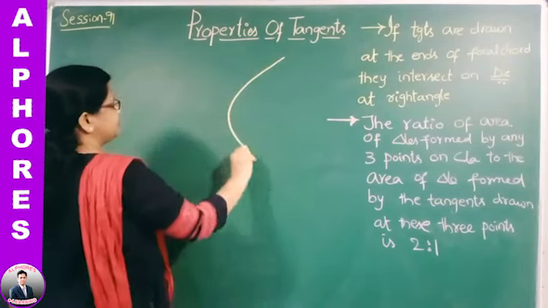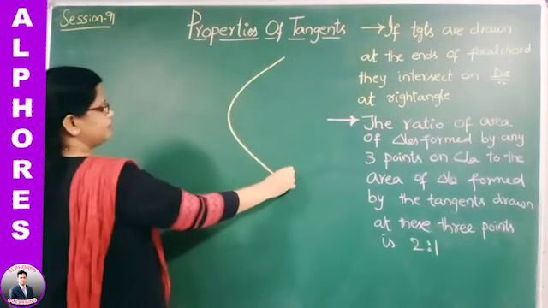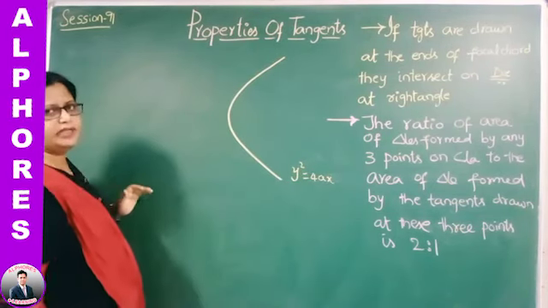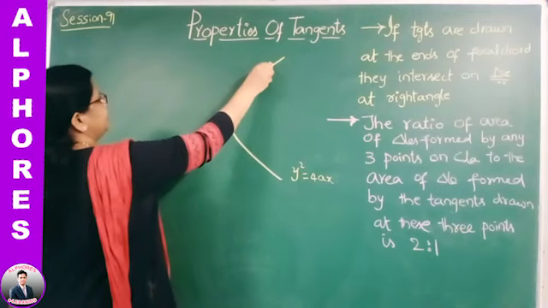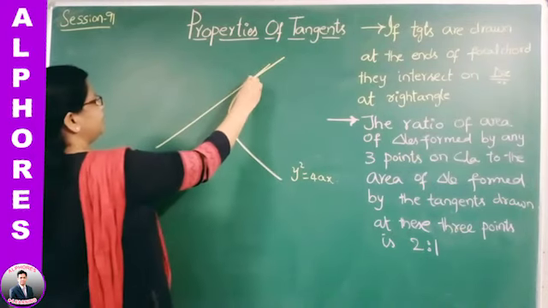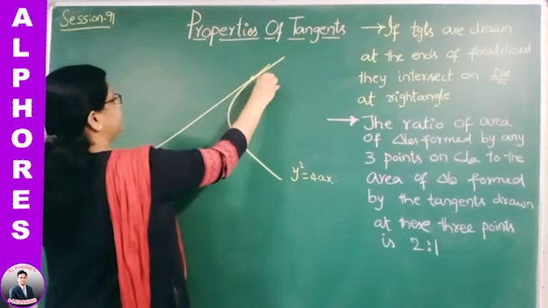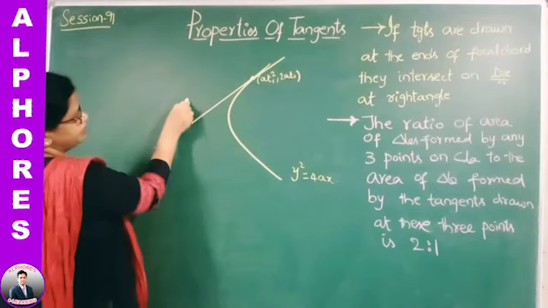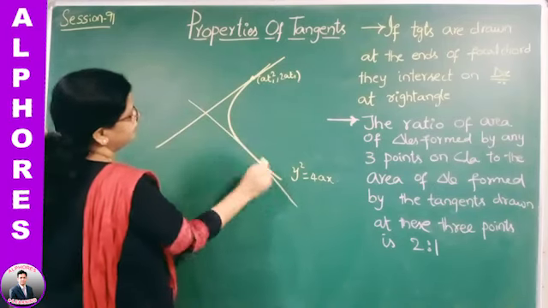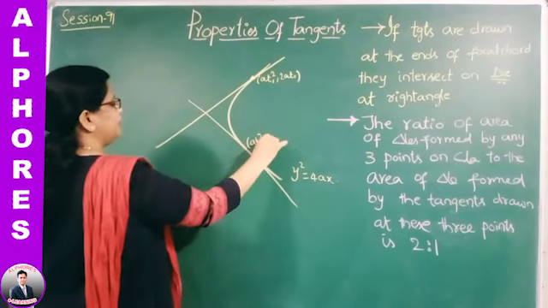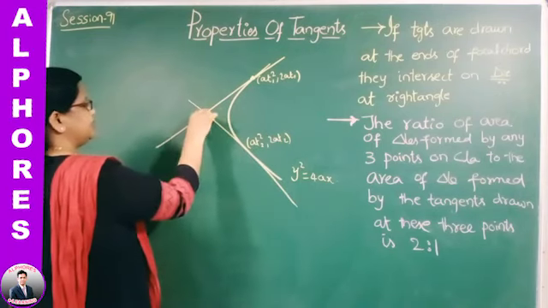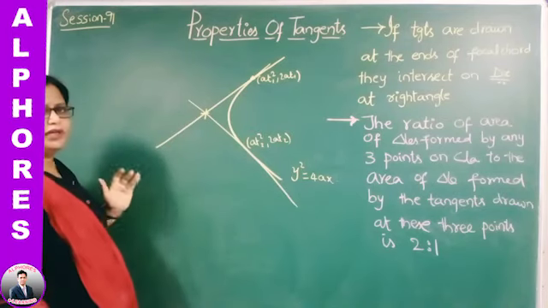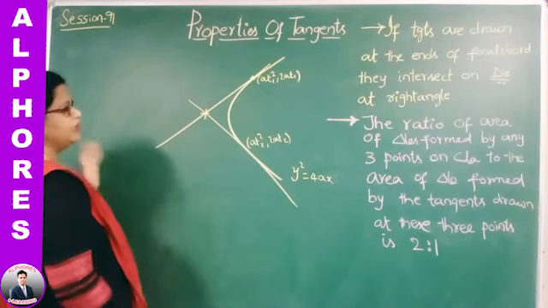Suppose this is the standard curve I am taking, again y square equal to 4ax. This is a tangent drawn at the point t1, that is at1 square comma 2at1. And the next one is a tangent drawn at the point t2, that is at2 square comma 2at2. Now our interest is, what is this point of intersection?